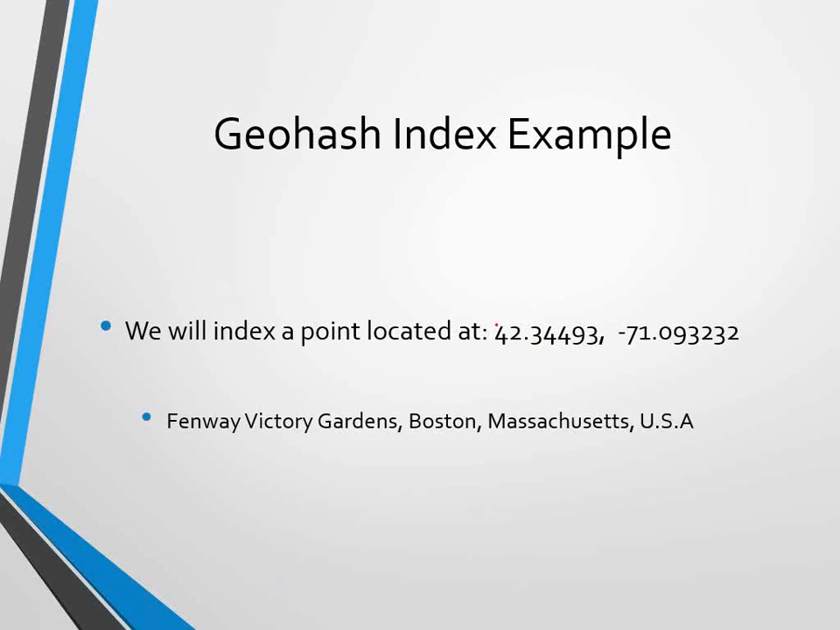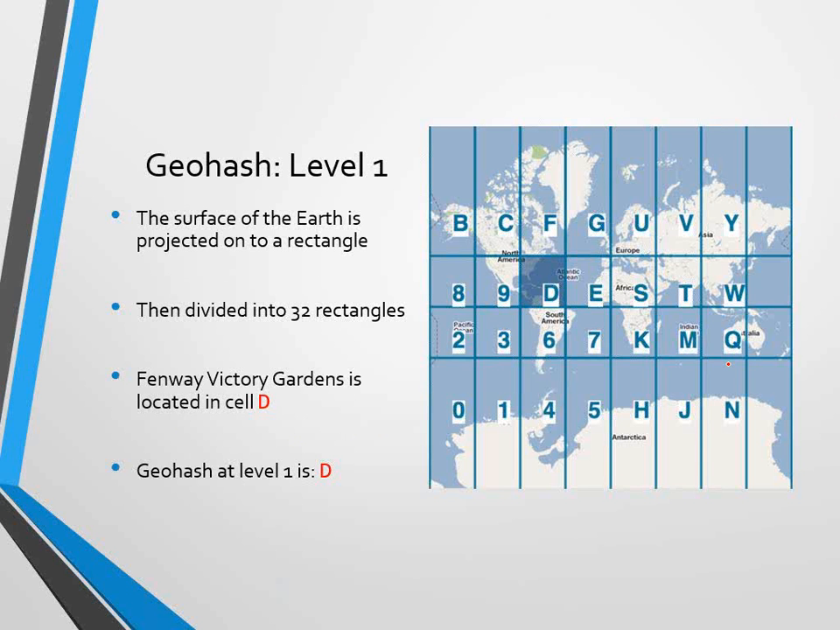So when we index this point, a place called Fenway Victory Gardens, which is in Boston, USA, I'm going to show you a worked example of how we index this location. What we do to begin with is we project the Earth's surface onto a rectangle. The geohash tree says that we need to split the Earth into a grid of 32 rectangles, which is 4 by 8.